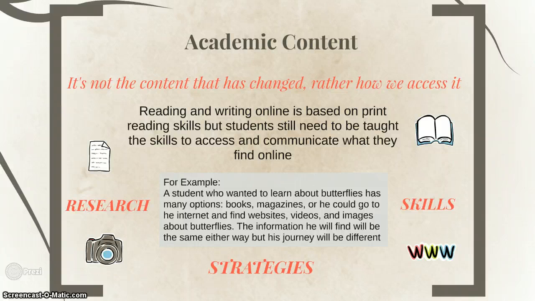So for example, if a student wanted to know about butterflies, he has many options. He can go outside and observe them, he can read a book or a magazine, or he could go on the internet and access websites, videos, and images related to the topic of butterflies. Many times nowadays, the student will choose the internet, and therefore research is a new topic that must be learned at a younger age, so students know how to gain information from videos, websites, and pictures.